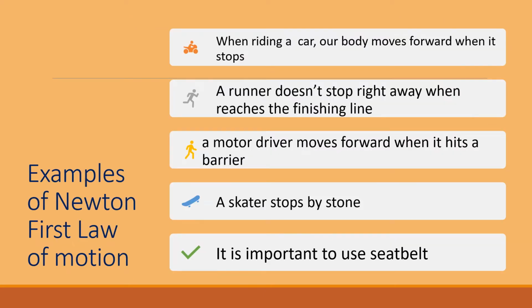So these are the examples of Newton's first law of motion. First, when riding a car, our bodies move forward when it stops because of inertia. Second, a runner does not stop right away when reaching the finish line. This is because of inertia. Another one is a motor driver moves forward when it hits a barrier. Another example, a skater stops by a stone. This is also the importance of the use of a seatbelt because of the first law of motion.